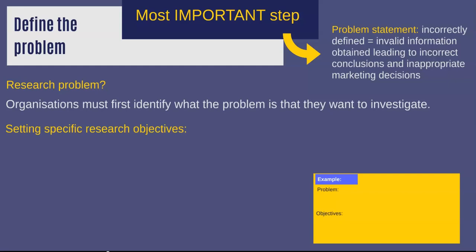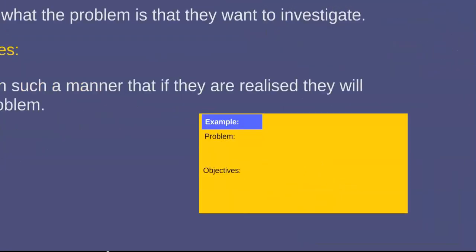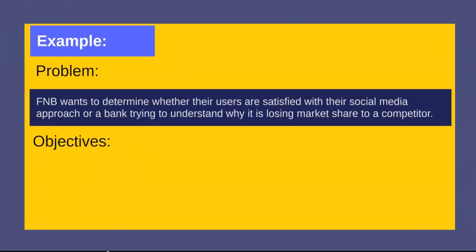So you have to set specific research objectives. And the research objectives always boil down from the research problem. Those are interlinked. You cannot have unrelated objectives for your problem. It will directly be determined by your problem. Objectives must be formulated in such a manner that if they are realized, they will address or solve the research problem. Let's look at another example. First National Bank wants to determine whether their users are satisfied with their social media approach, or a bank trying to understand why it is losing market share to, for example, Capitec, Nedbank, or Absa.